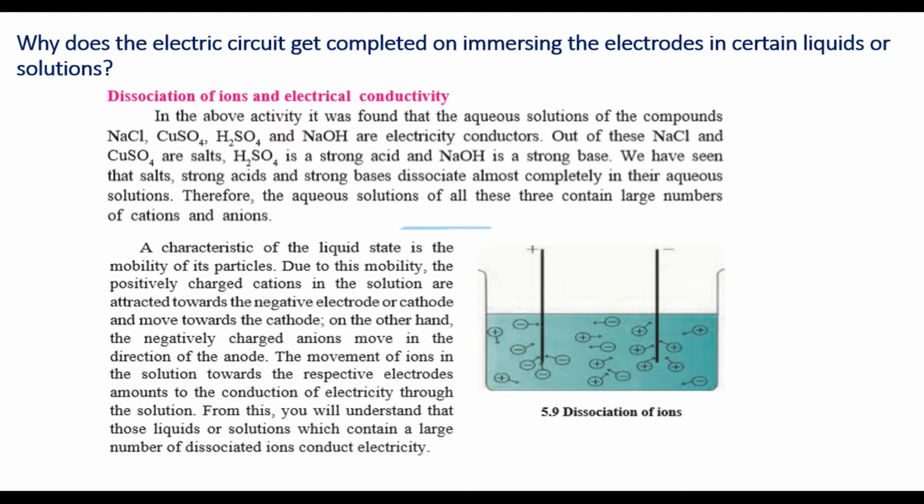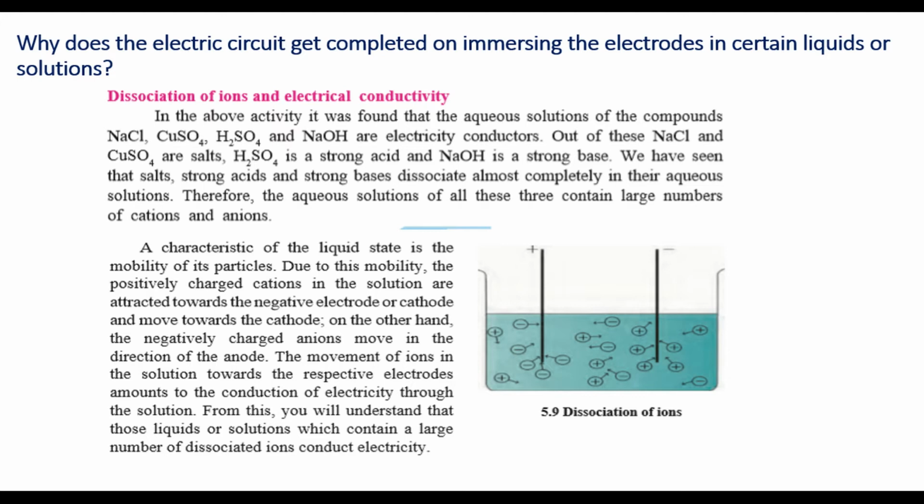Sulfuric acid is a strong acid and sodium hydroxide is a strong base. Now salts, strong acids and strong bases dissociate completely in aqueous solutions. That is why aqueous solutions of all these three contain large numbers of anions and cations.